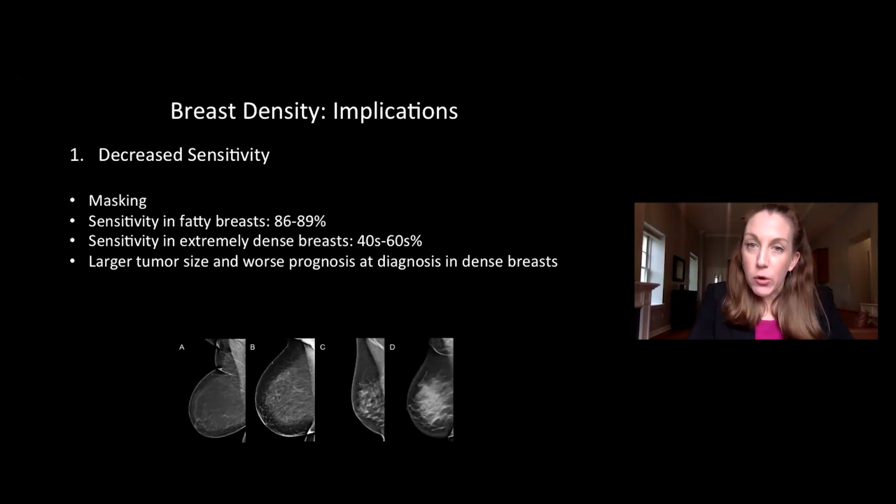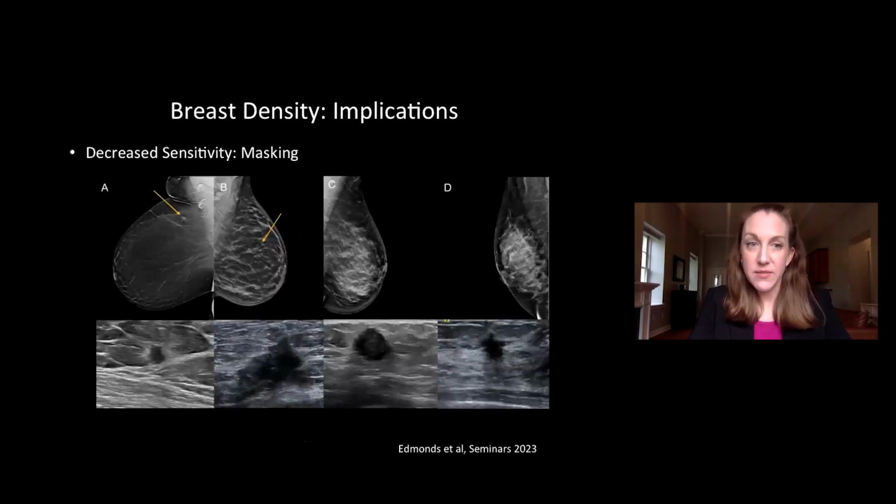So why does this matter? What are the implications of having dense breast tissue? Well, for one, it decreases sensitivity of mammography. I already touched on masking. So having more of that dense white tissue, that fibroglandular tissue, does notably decrease the sensitivity of screening mammography. Likewise, there's larger tumor size and related worse prognoses at diagnosis among women with dense breasts.